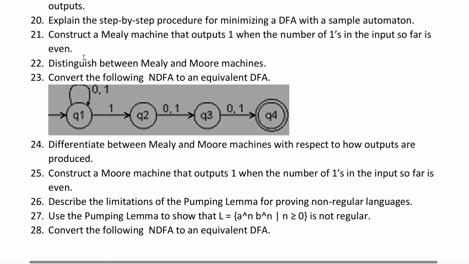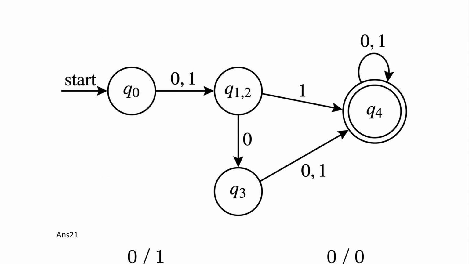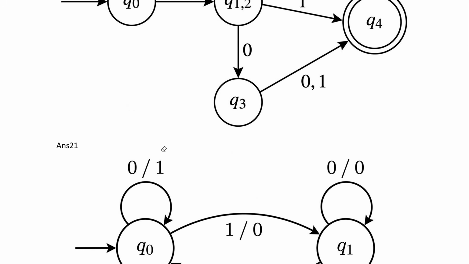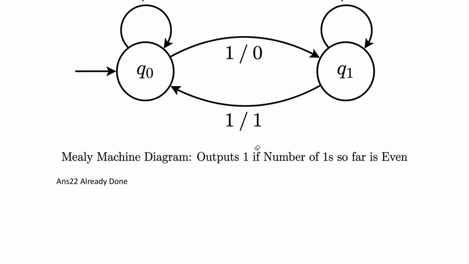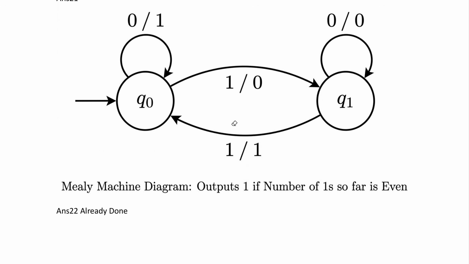So now I am resuming. Question number 21 says: construct a Mealy machine that outputs 1 when the number of ones is even. You have to draw the Mealy machine. As you can see, this is the Mealy machine. Now let me explain the steps. Clear? So you can see, check the Mealy machine.